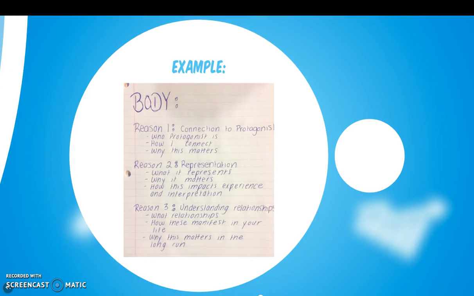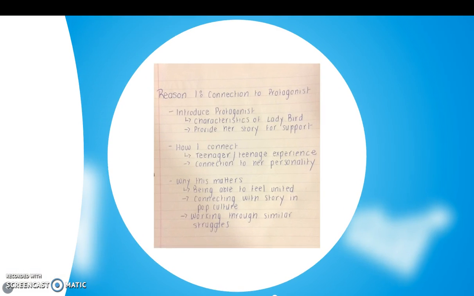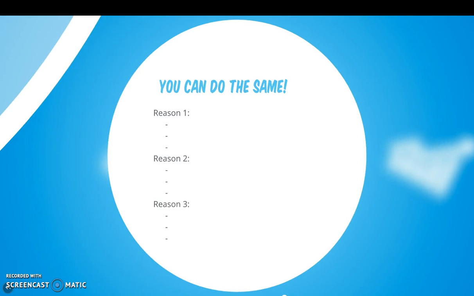Here's an example of how to outline the body of your essay. As you can see, we use the 3 reasons presented in the thesis statement. You may want to go into more detail under certain reasons. You can do the same with this simple template.